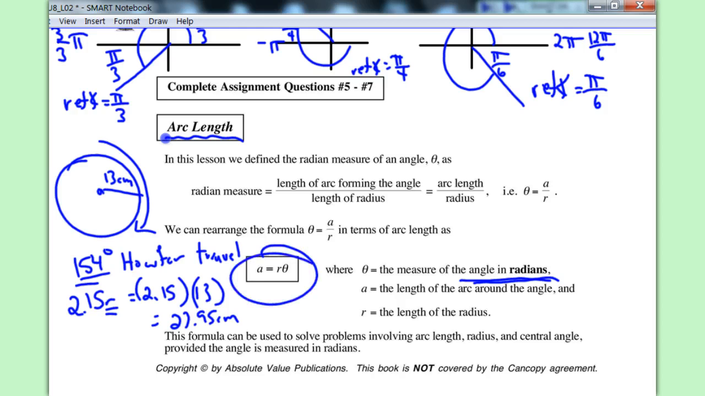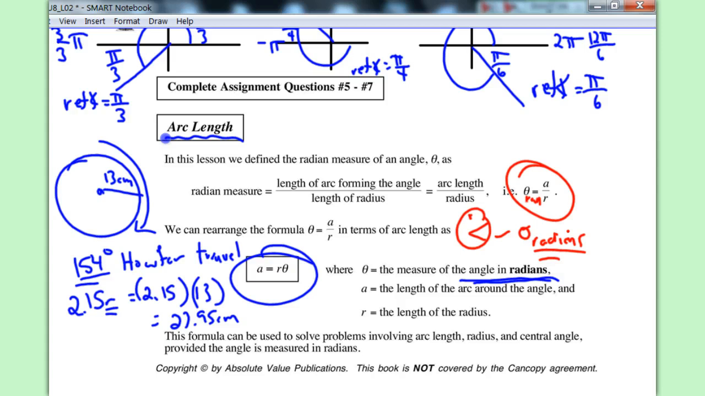This formula here is talking about that. We can rearrange this formula, but what's really important, and I'm going to say it loud, is that it only works when theta is considered to be in radians, and that's going to be important. This formula is when theta is in radians, and they don't put it there, but theta in radians is equal to arc length over radius. It does not work for degrees, okay?